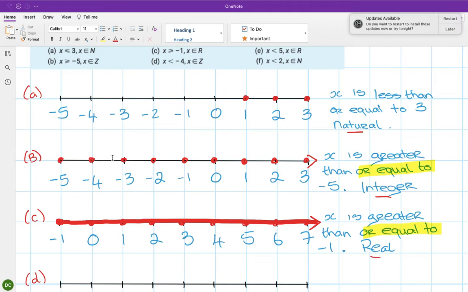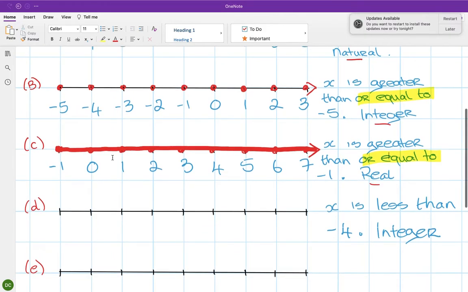So X is less than -4, and it's an integer. Okay, less than -4 and it's an integer. So this time I'm doing less than. So I'm going to be moving left. So I'm going to put my -4 over here.